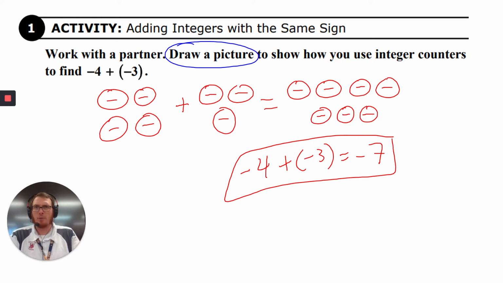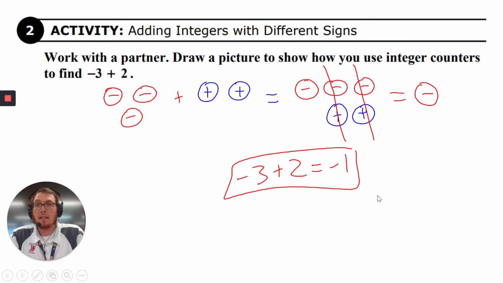That'd be no different if you were playing a game and it was like the blue counters, add up all the blue ones, or in this case the red counters, add up all the red counters. So what you'll notice here is that -4 and -3 will end up equaling -7 for that reason. The next one says take -3 plus 2.